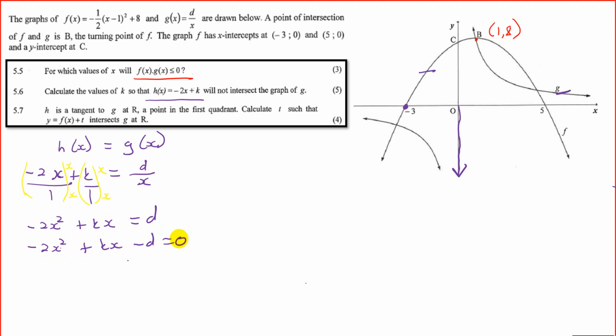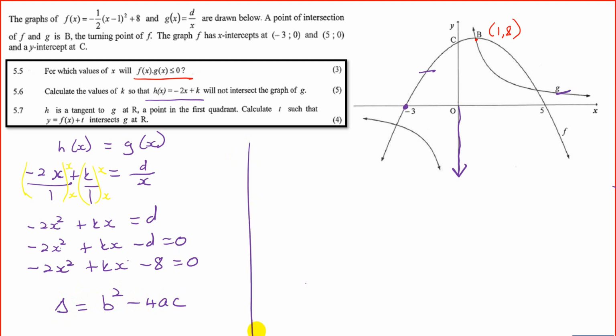And what we're going to do now, we have found d, and remember d in our previous question was 8, so we can replace our d with 8: minus 2x squared plus kx minus 8 is equal to 0. And then we're going to find delta, and we're going to use nature of roots. So remember, delta is equal to b squared minus 4ac.